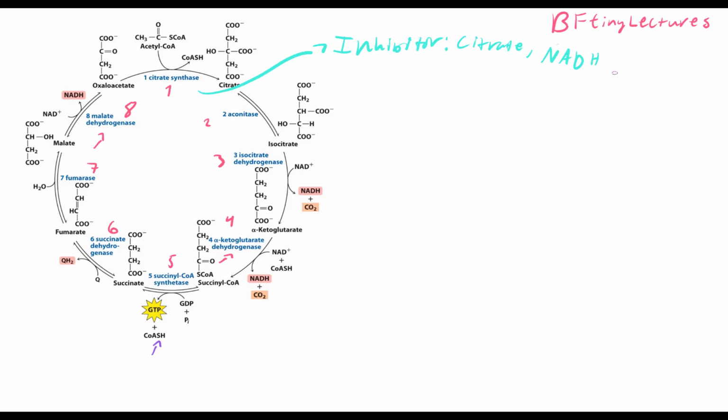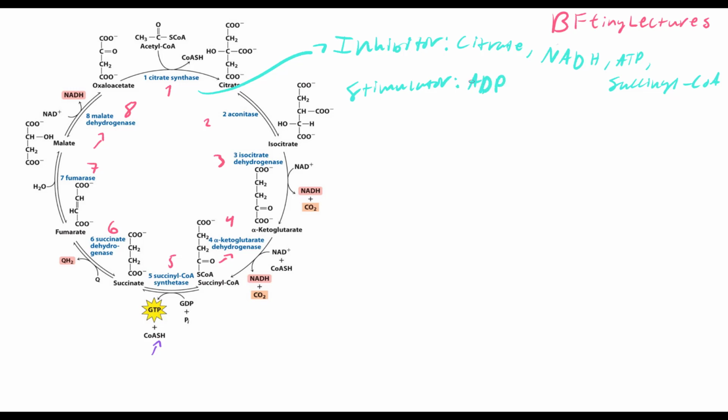Another inhibitor would have to be ATP, and another one would have to be succinyl-CoA, right? So these are inhibitors for the citrate synthase. And a stimulator would have to be the following. It would have to be ADP, right?